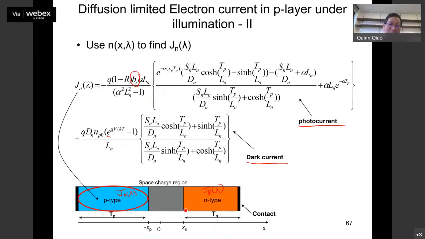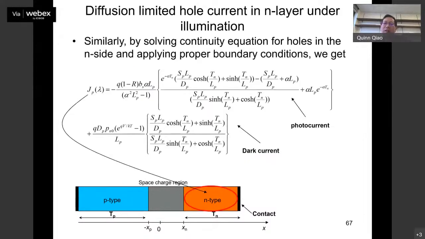Now let's see how to calculate JP lambda. Basically, it is the same differential equation, the same ODE, ordinary differential equation, and then similar boundary conditions, the two of them. And then you can calculate here JP, and you get the same thing. The first one is the photocurrent. The second one is the dark current, because you have this portion there.